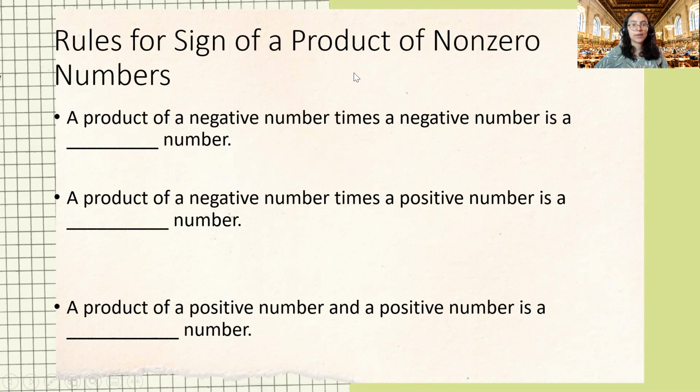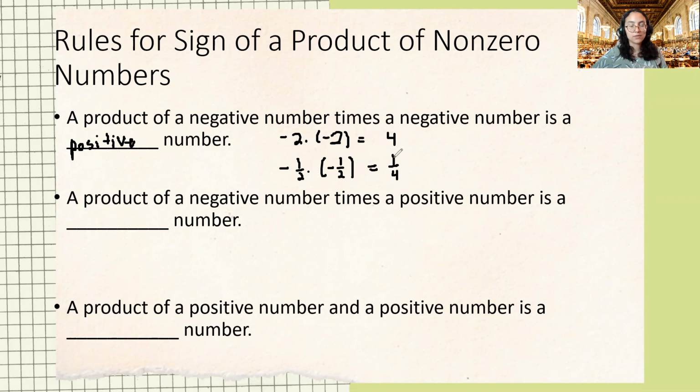For the first one, we want to know what will be the sign of the product when we multiply two negative numbers. When we multiply two negative numbers, say for example -2 times -2, our answer is going to be positive. So -2 times -2 is positive 4. Same as if we multiply negative fractions: -1/2 times -1/2 will give me a positive 1/4.